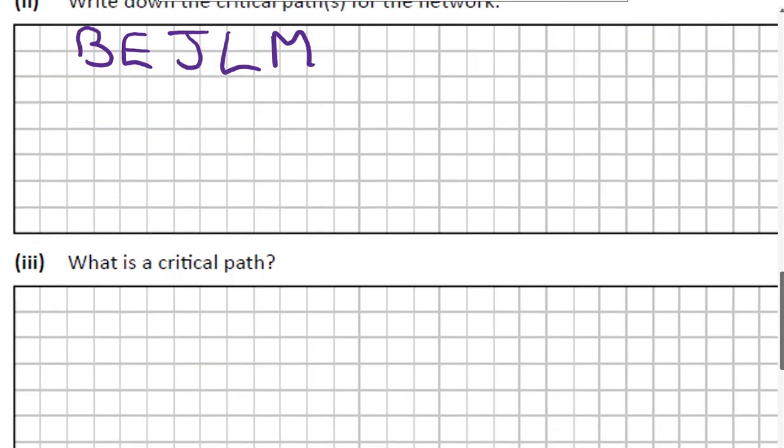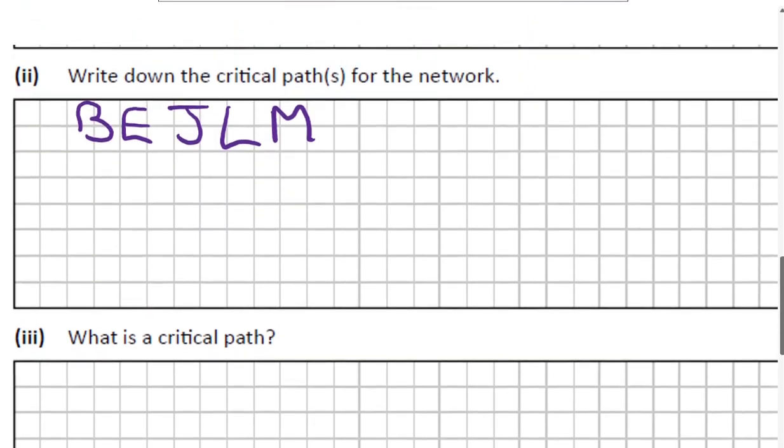Then what is a critical path? A critical path is the set of activities where, if a delay happens in that task, it will delay the project as a whole.